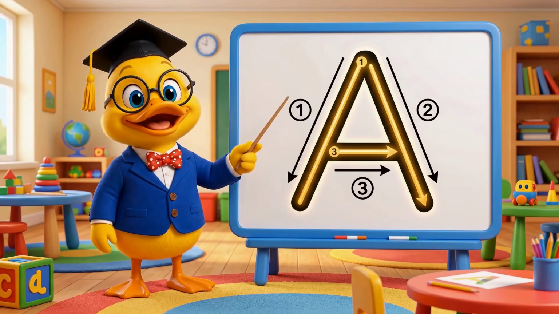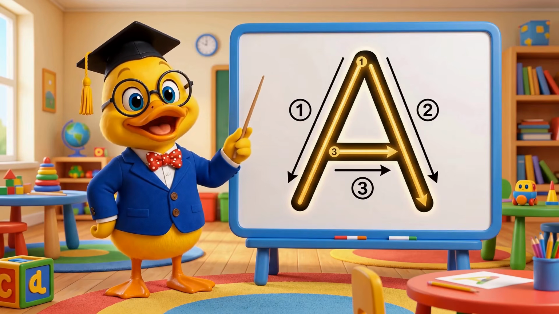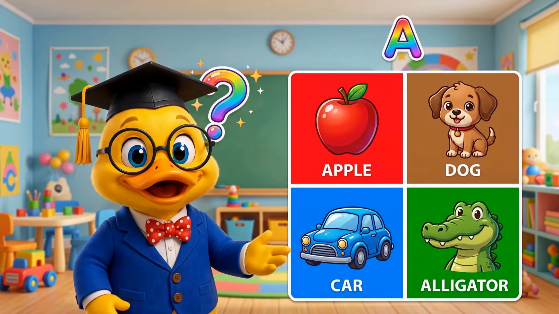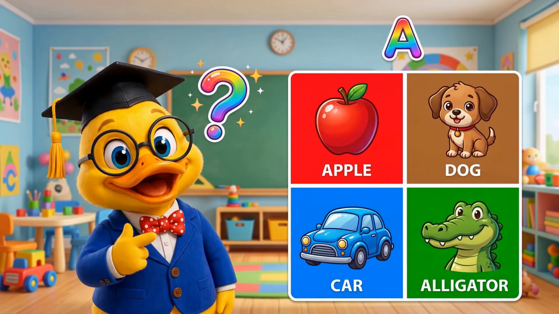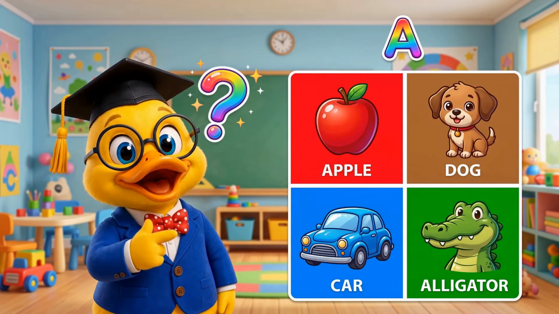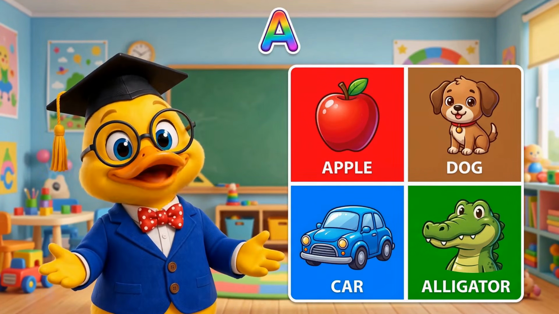Can you find something that starts with A? Look at all these pictures. Is it the apple? Is it the dog? Is it the car? Or is it the alligator? Think carefully now. You found it! That is right! The apple and the alligator both start with the letter A. You are so smart. Quick review time.